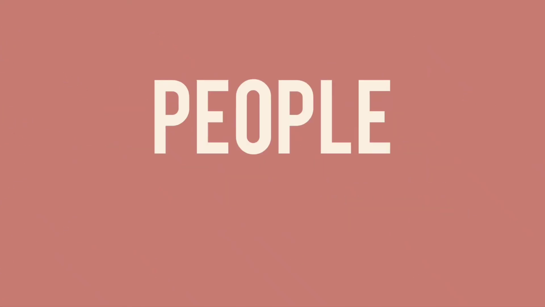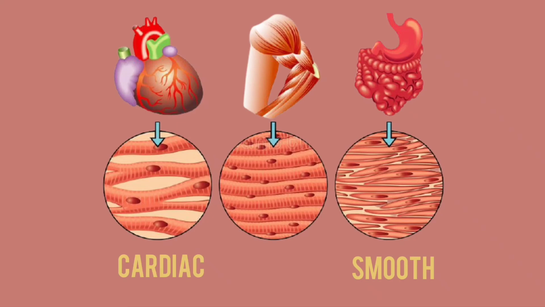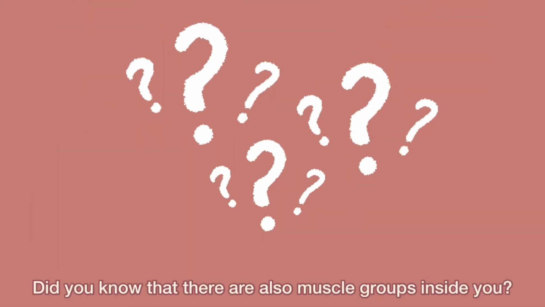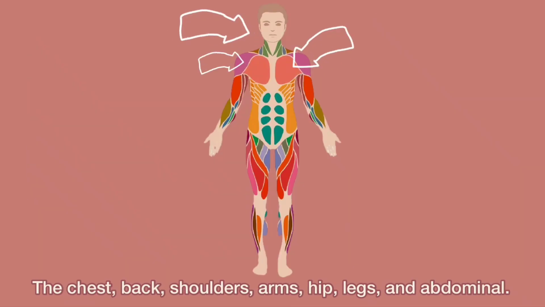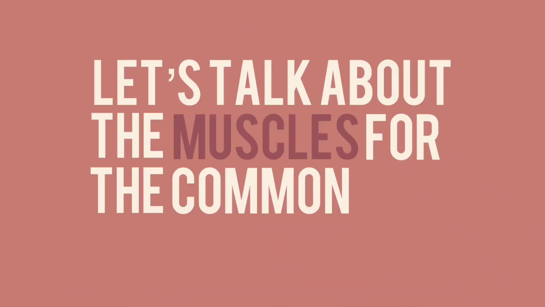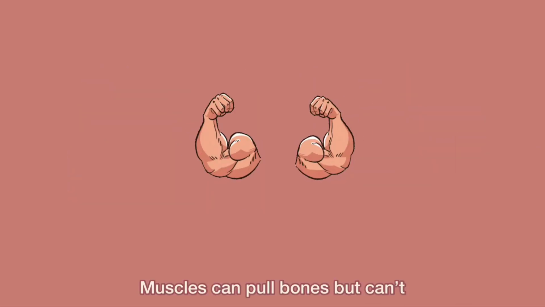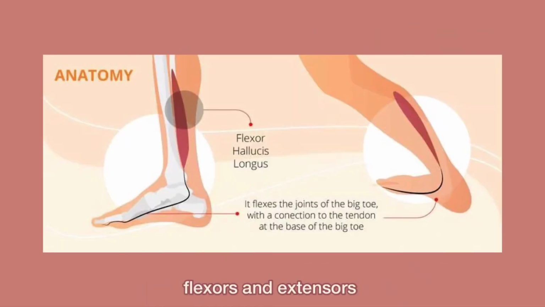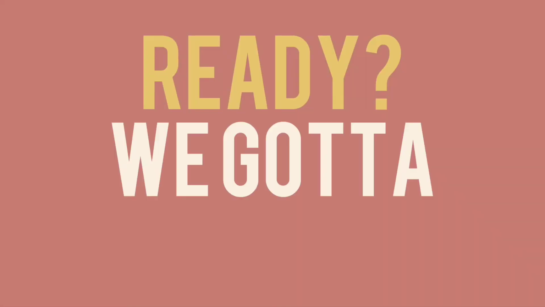Have you heard about it? People are kept alive and moving by three types of muscle tissue: the smooth, cardiac, and skeletal. Did you know that there are also muscle groups inside you? The chest, back, shoulders, arms, hip, legs, and abdominal. Let's talk about the muscles for the common body actions and the basis of its contraction and relaxation. Muscles can pull bones but can't push them back into their zone. So they work in pairs of flexors and extensors. Ready? We gotta keep moving.